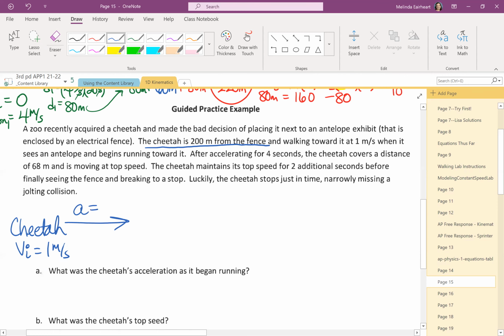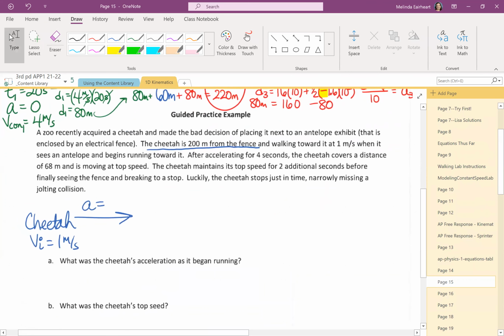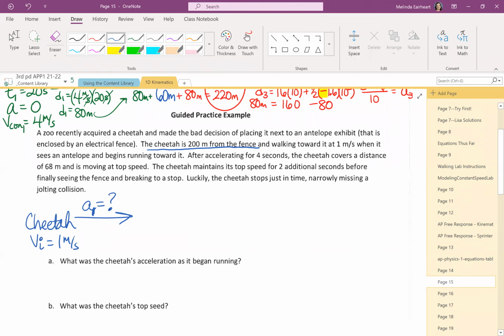Do we know that acceleration? They didn't give us the value. Hint, hint, we're going to find it. But I'm just going to call this A1, question mark. What else do I know about this acceleration portion of the motion? They go 68 meters. So whether you call it D1 or just, I didn't hear anything about change in direction, right?